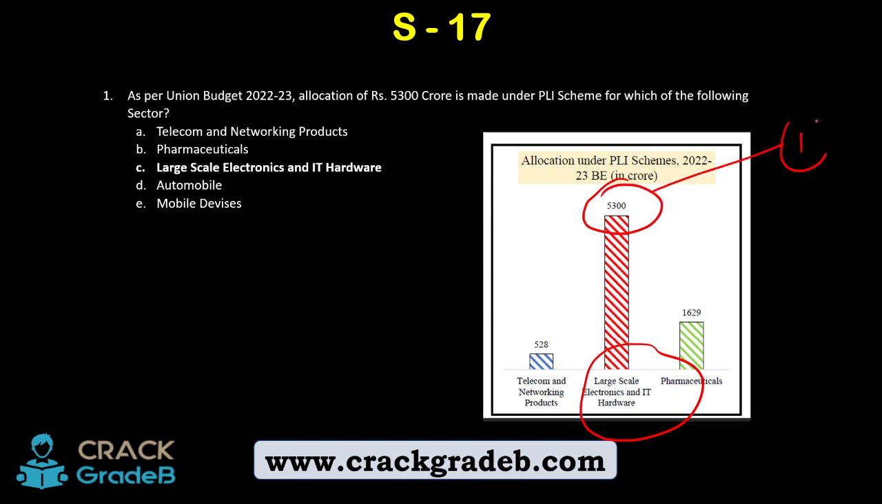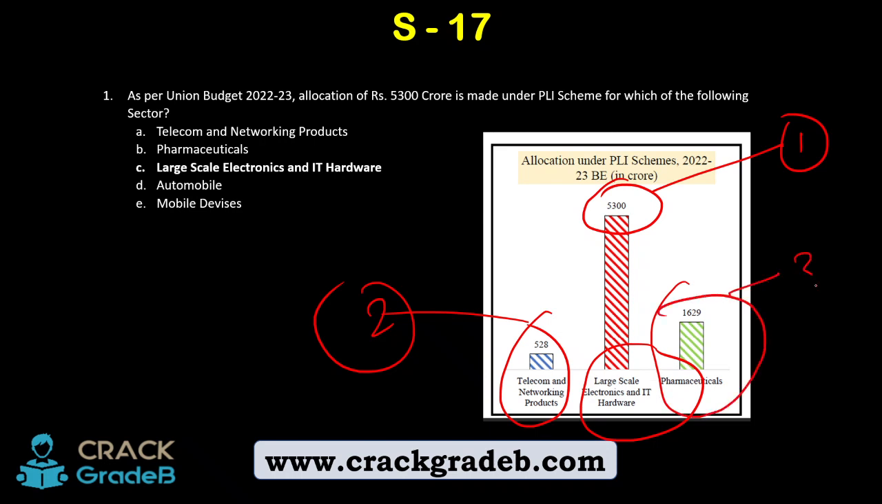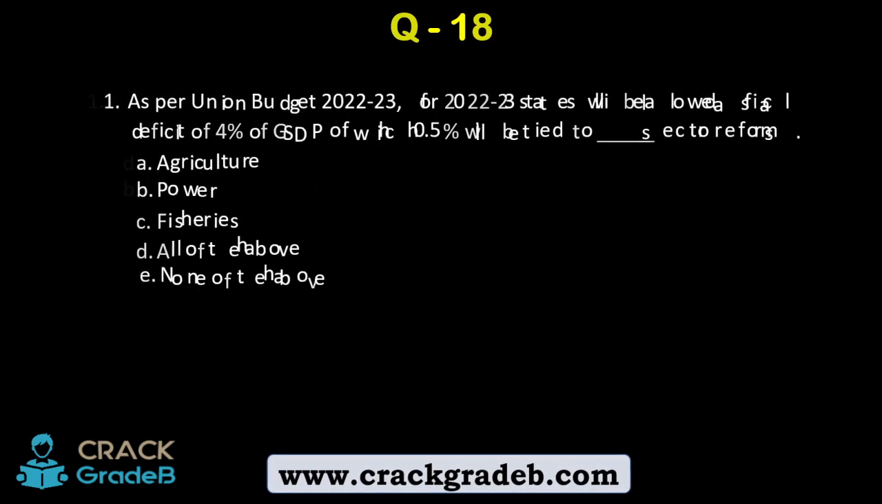So see, this is the first piece of information. This is the second piece of information: 528 crore for telecom and networking products. 1,629 crore for pharma products. So in one question, you are actually studying 3 pieces of information and all 3 are important, right? Maybe we have framed this question, but the question paper setter in the IBPS might ask you about the pharmaceutical sector. So in that case, this question is still relevant because we are learning about this data also. Let's move forward. Let's see question number 18.